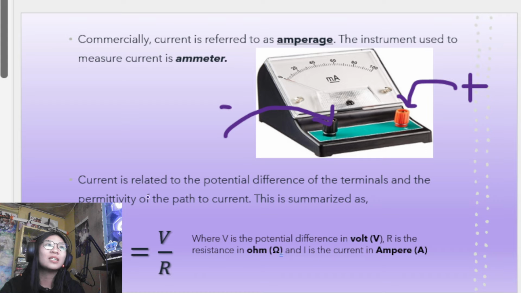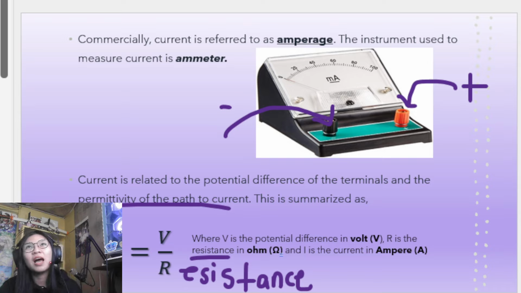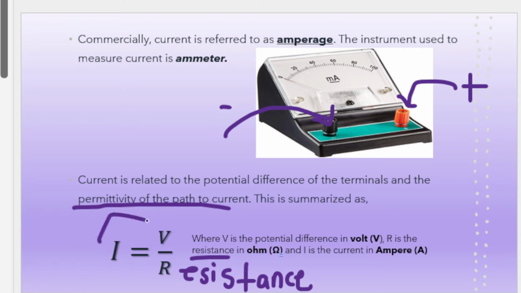Okay, so current is related to the potential difference of the terminals and the permittivity of the path to current. That is what we call resistance. Resistance is whether your wire or your device permits the current to flow. Resistance. Okay?